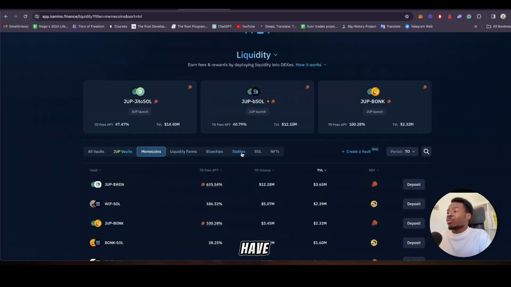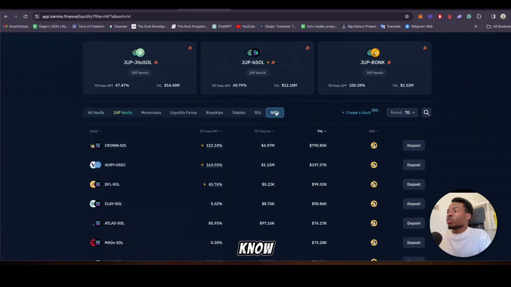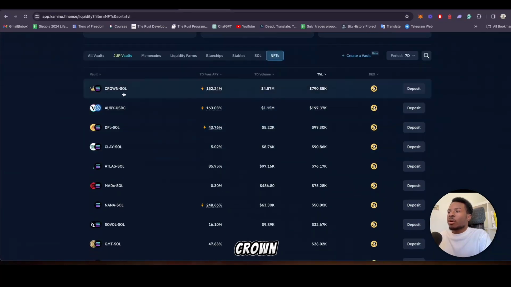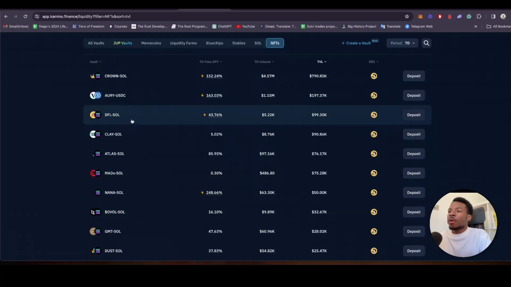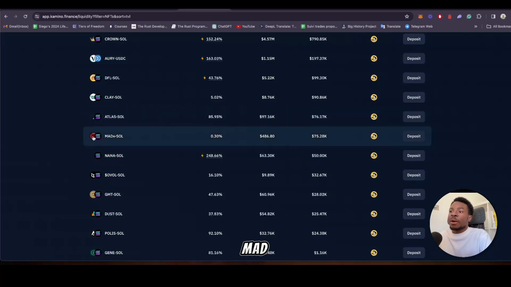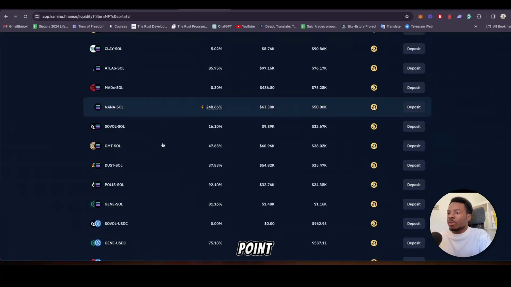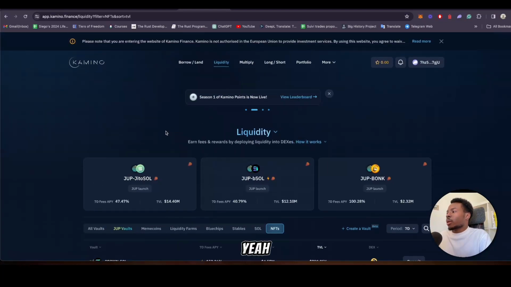On Kamino, you can have a lot of things. You can even have stable pools. You can have even NFT pools, where if you have a Crown NFT you can deposit and earn about 152% a year. You have Star Atlas NFTs from the Star Atlas game, where you can deposit and earn yields. You have Matlats NFT, where you can also earn, it's very low, but you get the point. This is Kamino, guys. You can earn some yields by supplying your liquidity on Kamino.